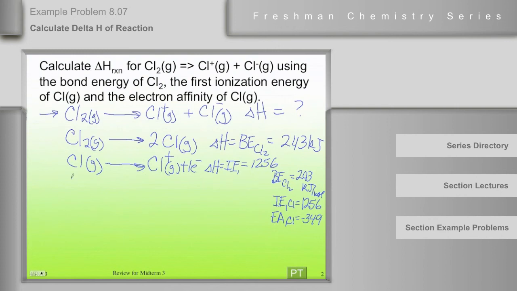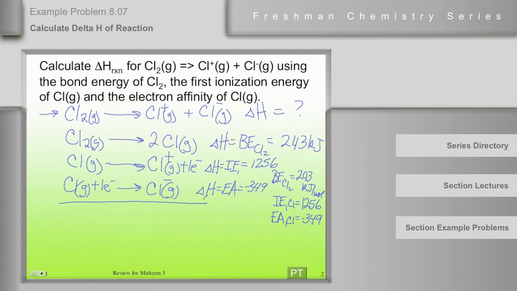Okay, so we got rid of one chlorine and we got to Cl plus, and we have an electron over here. So what we can do is take the other chlorine atom that we have from these two here, add the electron to that one, which will make Cl minus in the gas phase, and delta H for that is the electron affinity of chlorine, which is negative 349.